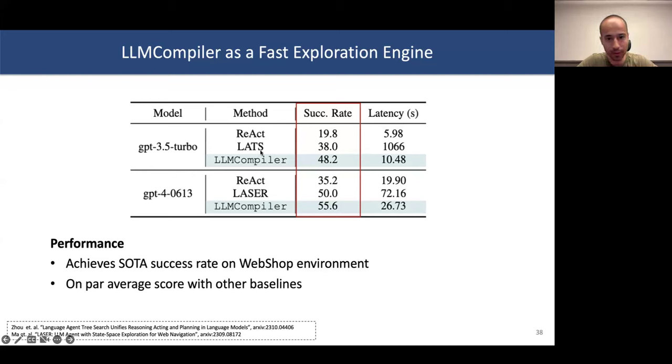LATS is another method that performs some form of analysis on the results and reflection and so forth. You can see the success rate increases, but the time is huge because it spends a lot of time exploring different things. But with the LLM Compiler approach, the success rate is the best, and the speed is pretty fast. And I'm going to show you a demo of how that works.